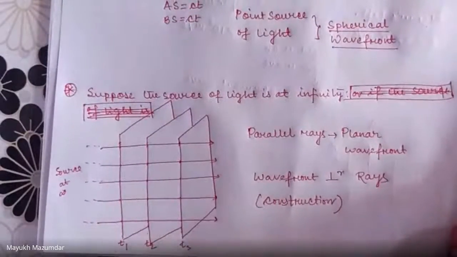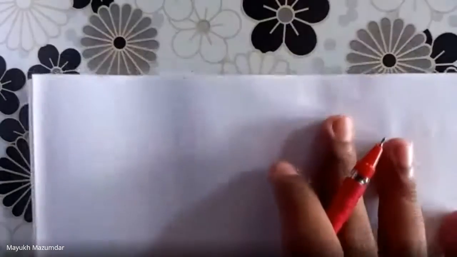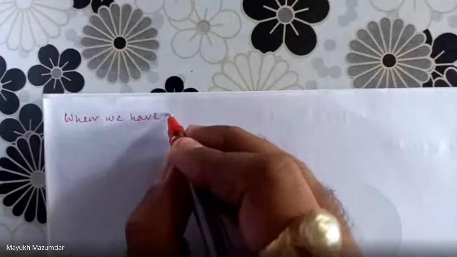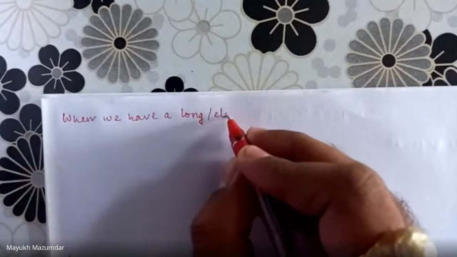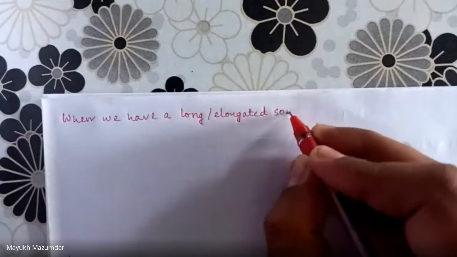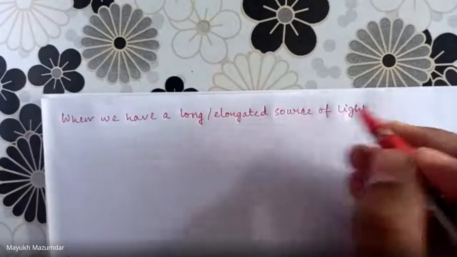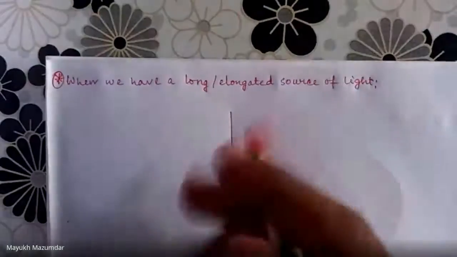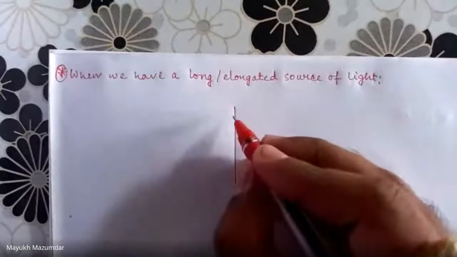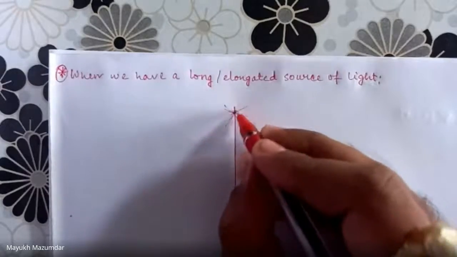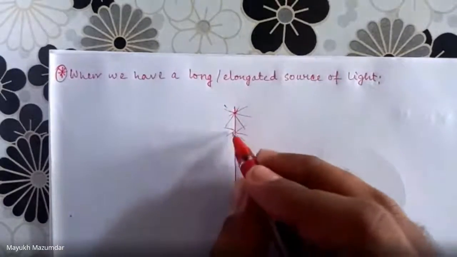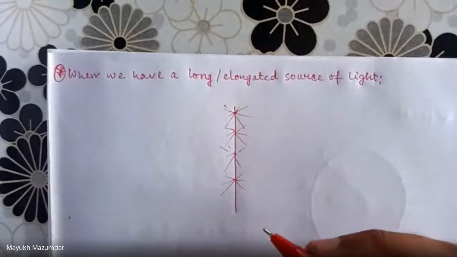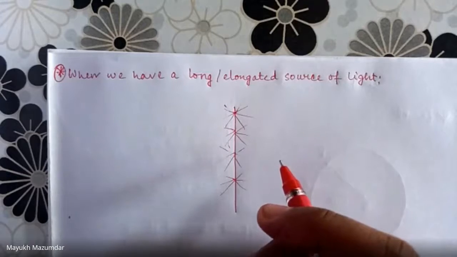Now the third kind of wavefront is also necessary. At least let us know what happens when we have a long or elongated source of light. Like a tube light, it is long and is radiating light in all directions. So light is going everywhere. Here also at each and every point, light is being given out. You may think of it as a collection of infinite number of point sources, all collinear on the same straight line.